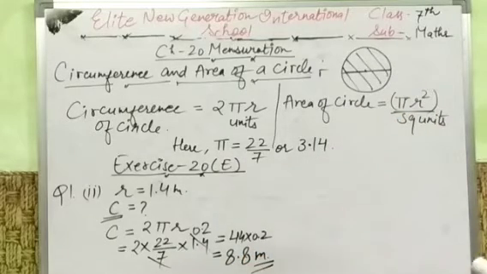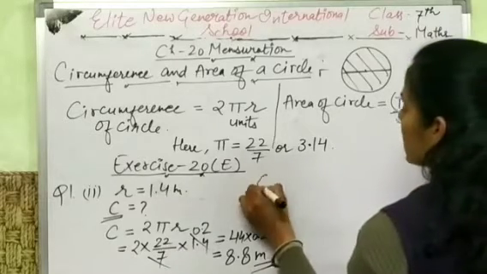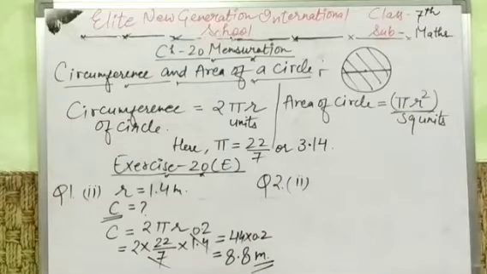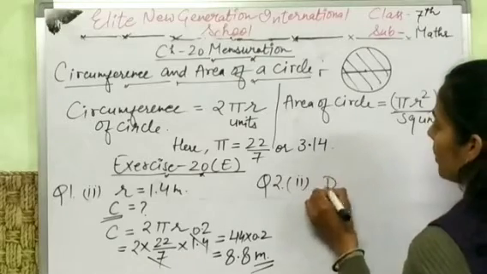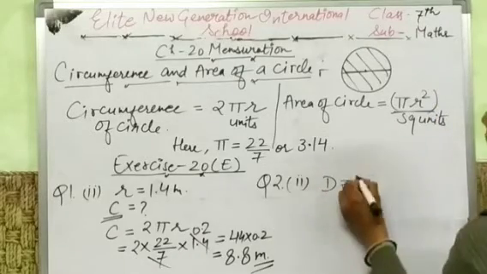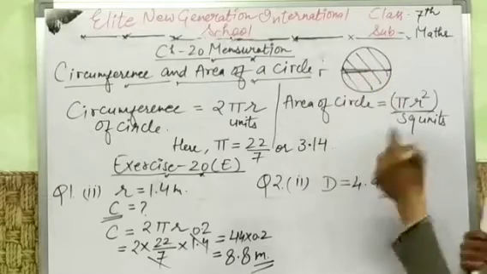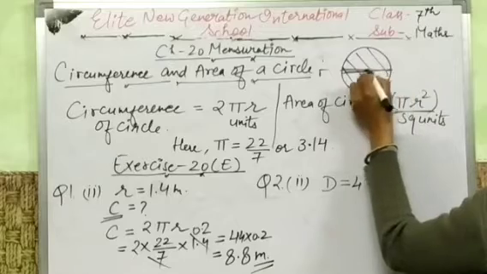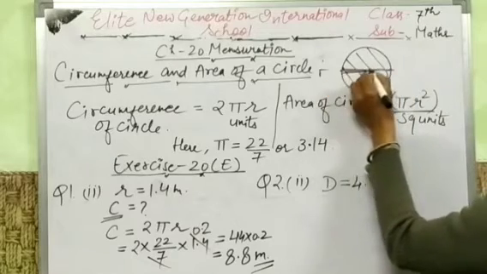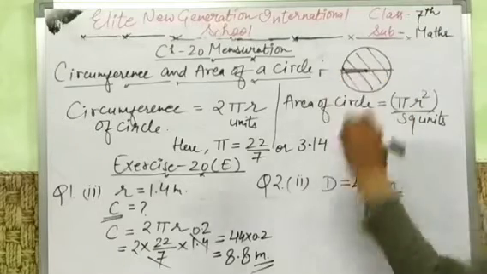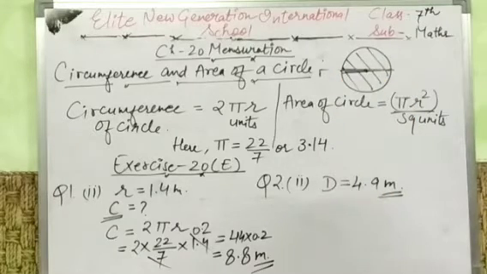Okay, now let's solve question number 2 part 2. In that case we have to find the circumference of a circle again, but here diameter is given. So diameter is given, which is equal to 4.9, and we all know the diameter is 2 times its radius. It means when we double the radius, we get the diameter, and diameter means a line segment which passes through the center of the circle, right?